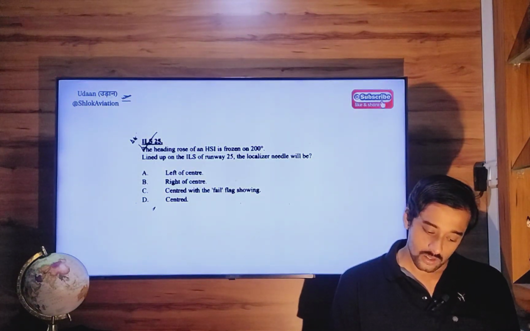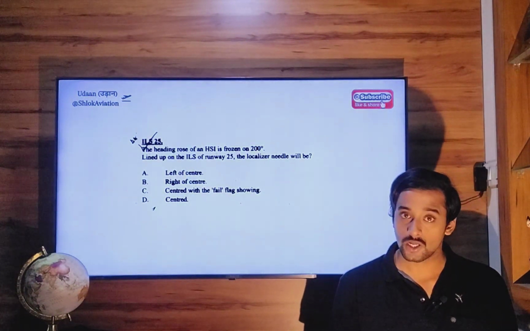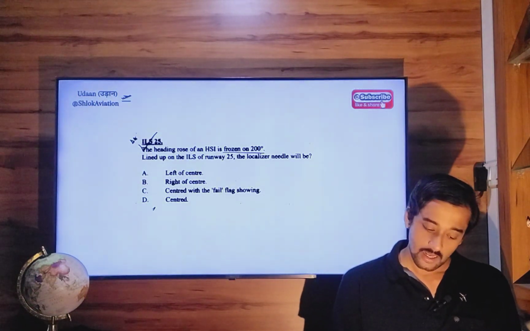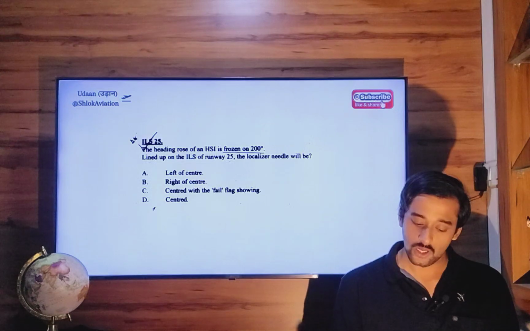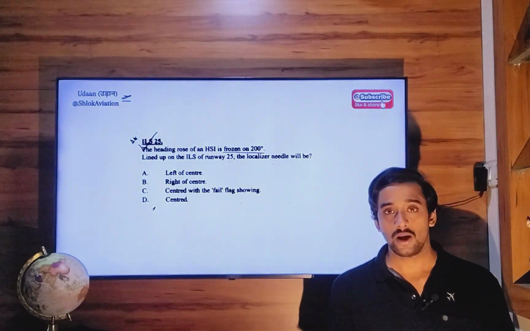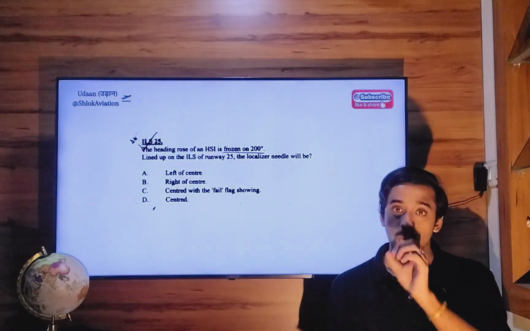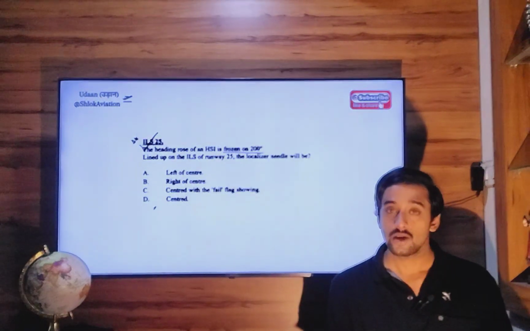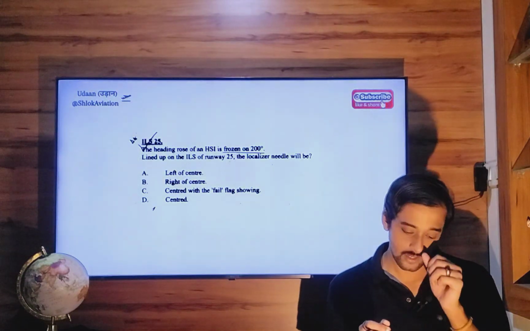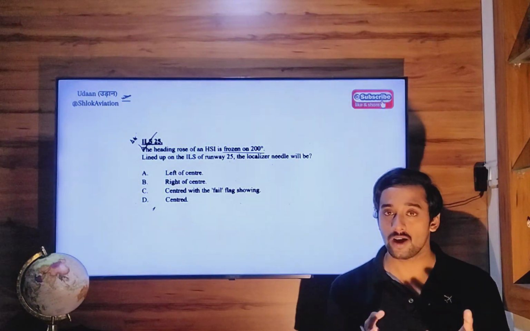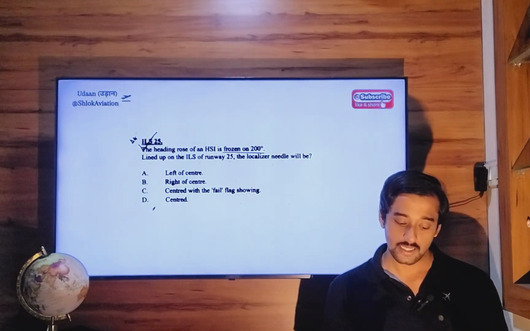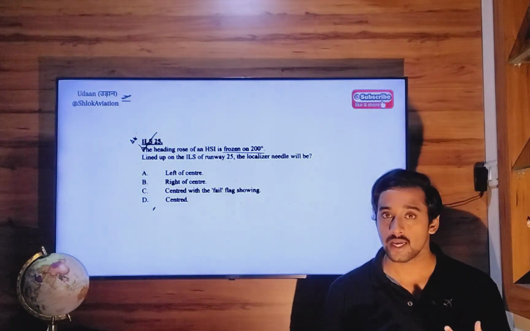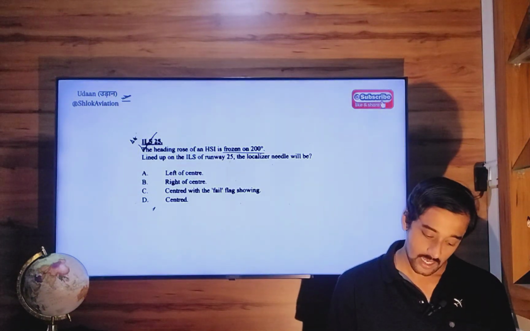Next, the heading rose of an HSI, horizontal situation indicator, is frozen or fixed on 200. Lined up on the ILS runway 25, the localizer needle will be what? Now, when you are lined up with runway number 25, the heading indicator of your horizontal situation indicator should also show that runway heading, which is runway 25, runway 250, whatever. But in this case, this heading rose is fixed at 200. So will it affect localizer readings? So the correct answer is delta.